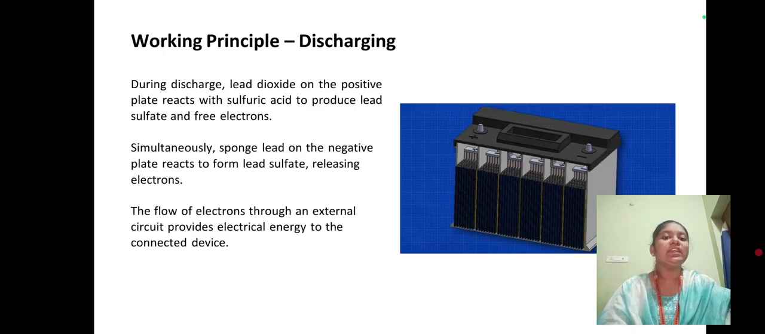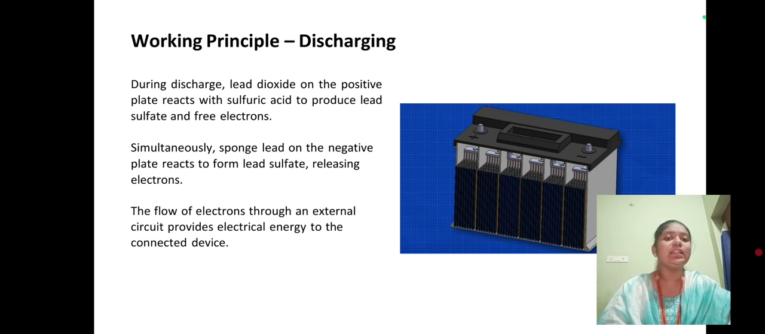And next one, working principle, discharging. What is the working principle of lead acid battery? The working of a lead acid battery is based on the reversible chemical reaction between the lead plates and sulfuric acid. In working principle, there are two types. First one, discharging and charging. Now we can discuss the discharging.